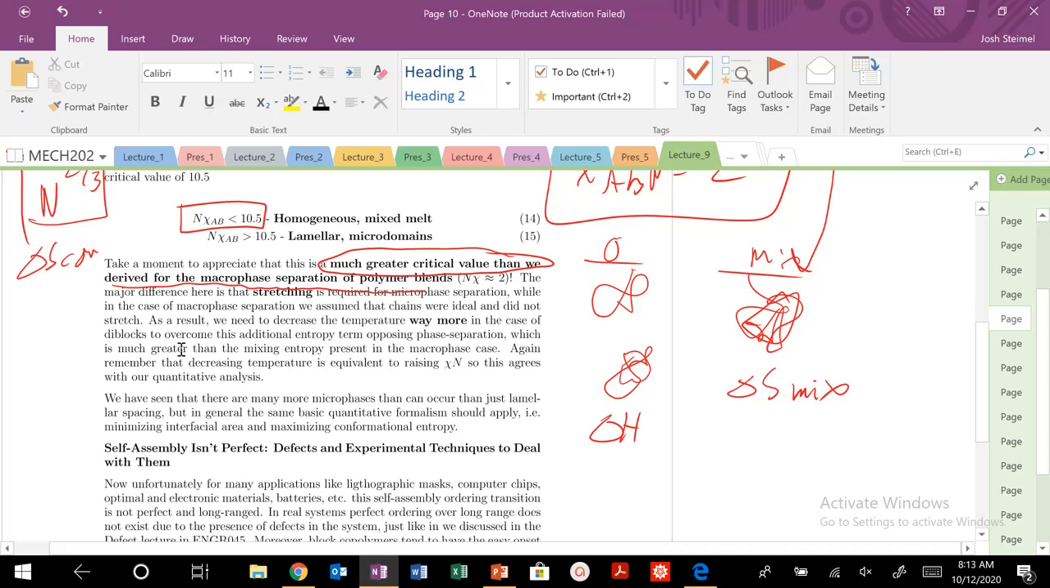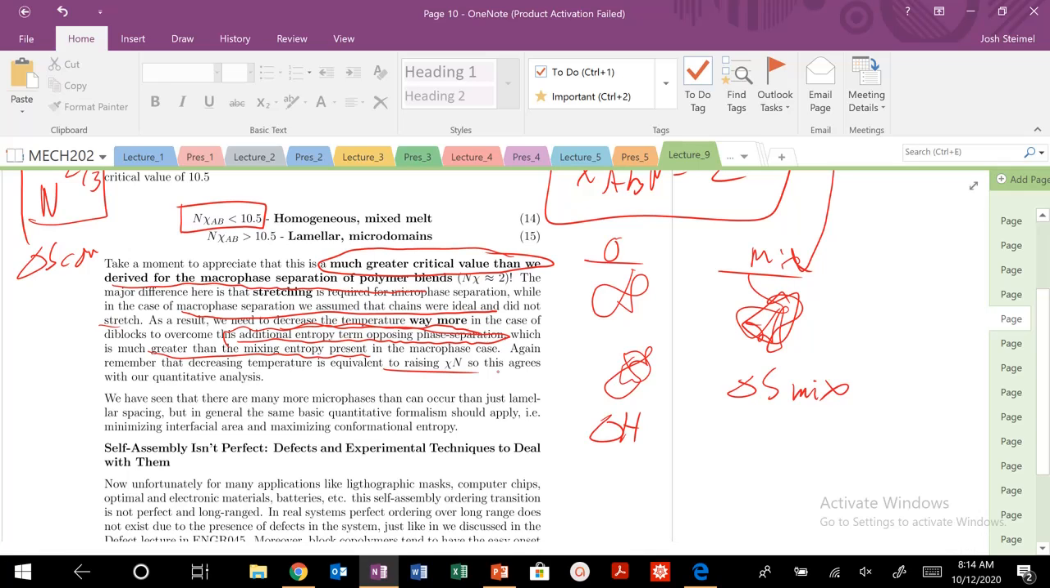In macrophase separation, chains were ideal and did not stretch, but now we're stretching, so we need to decrease temperature way more, or increase those unfavorable interactions way more, to avoid this additional entropy term here, which is much greater than the entropy of mixing. So that raises that chi-N. This matches again with that qualitative analysis.